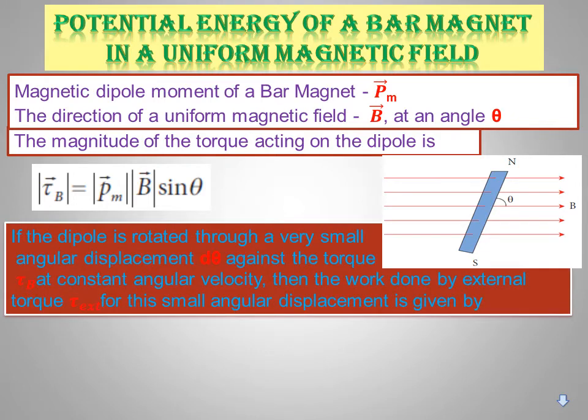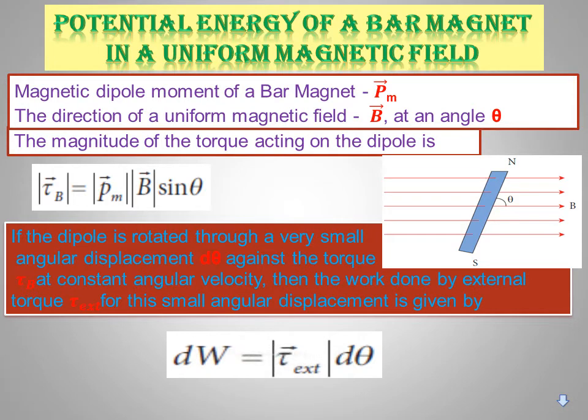If the dipole is rotated through a very small angular displacement d theta against the torque tau B at constant angular velocity, then the work done by the external torque for this small angular displacement is given by, see, already we have a displacement theta. Now, due to this variation, we have another angle, theta dash. dW is equal to the magnitude of tau external into d theta.